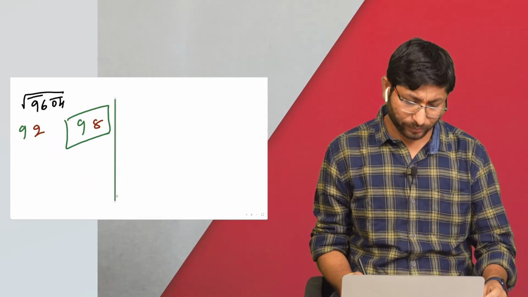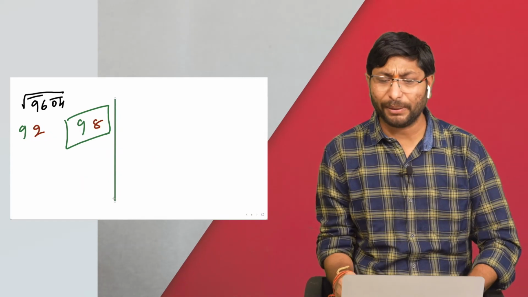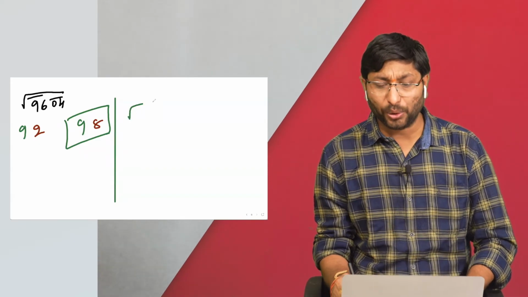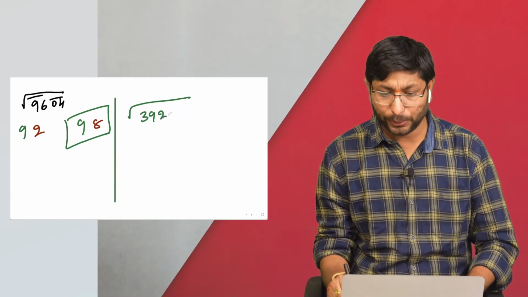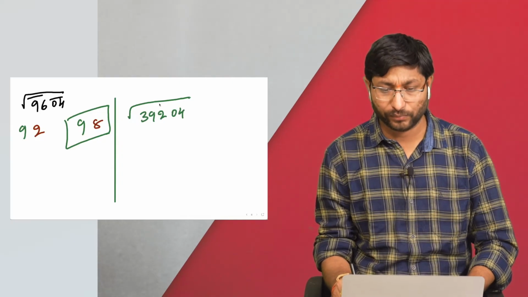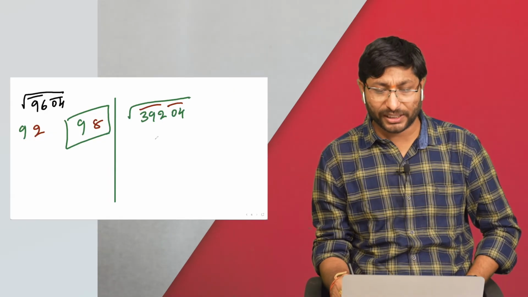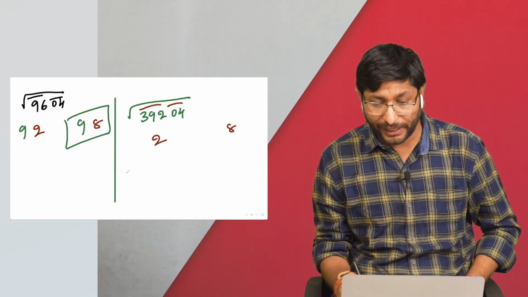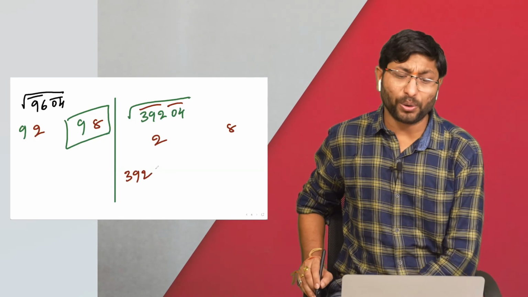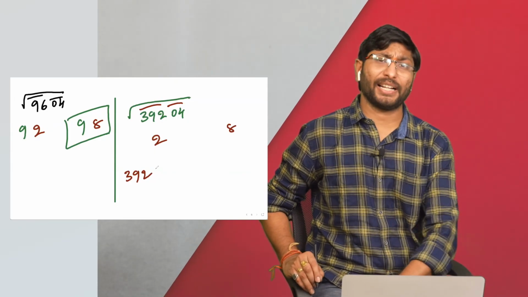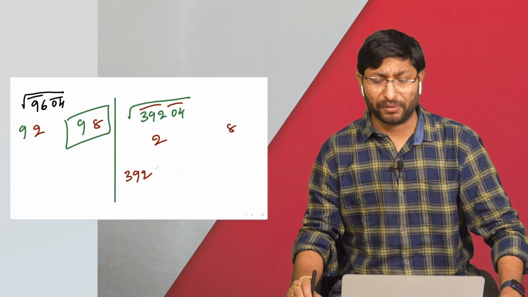Very simple. Okay, let me increase the difficulty level a little. So square root of 392 and 04 again. So 04 and 392. The number is ending with 4. So obviously the answer is 2 and 8. Now 392. If you want to do 392, you need to learn up to 30 square. If you have an idea about up to 30 square, you will be able to solve.